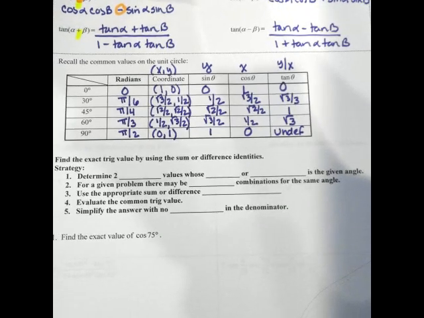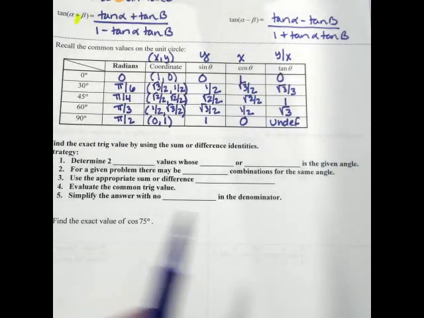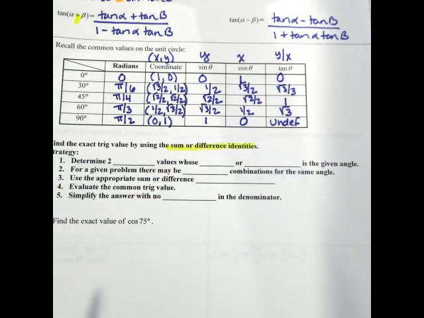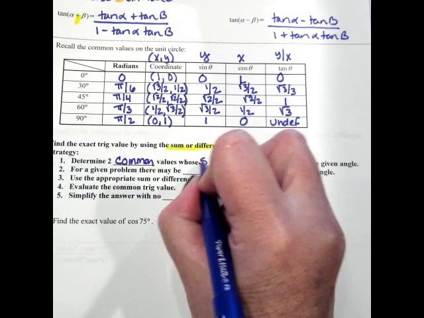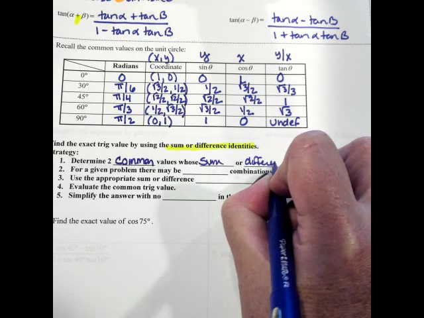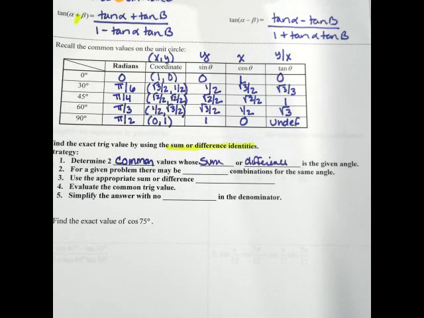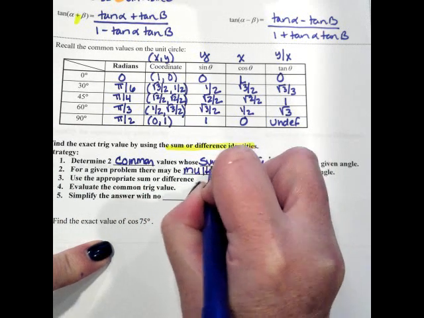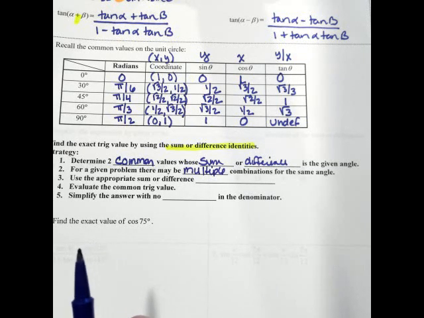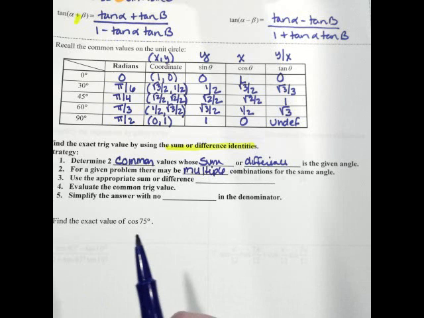So the strategies we want to use to find the exact value by using our sum and difference identities. The first thing we want to do is determine two common angles, or two common values, whose sum or difference is the given angle. In other words, we want to pick two angles from the unit circle, add them together or subtract them to come up with the same value as that given angle. For a problem, like I said, there may be multiple combinations. There may be more than one correct combination, and you'd still get the same answer regardless of the combination as long as you applied the correct formula.